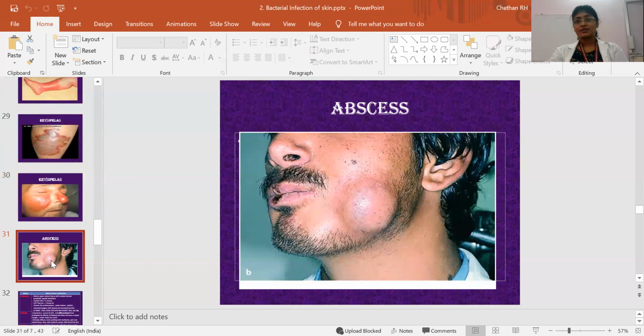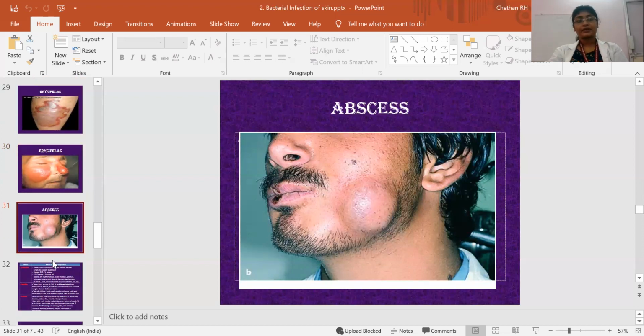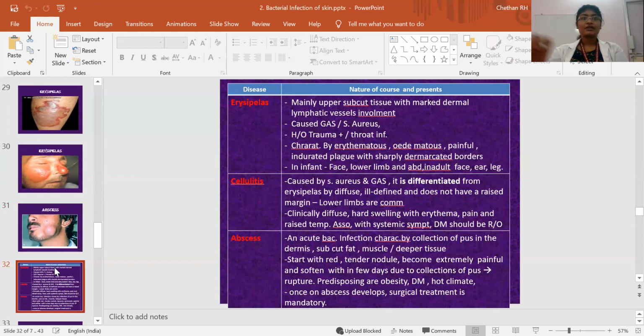See, this is an abscess, like a collection of pus. It is also a primary skin lesion. Coming to what is the difference between erysipelas, cellulitis, and abscess.